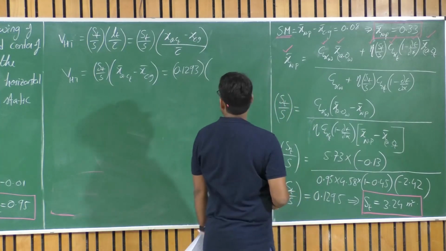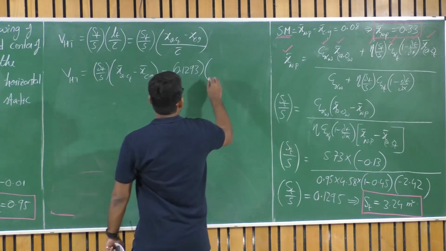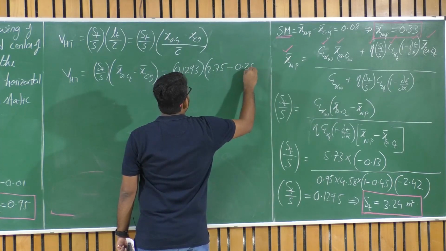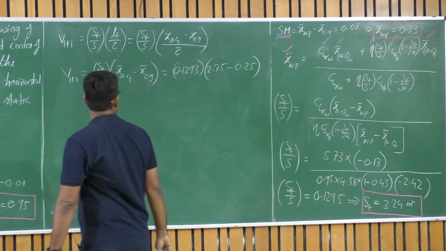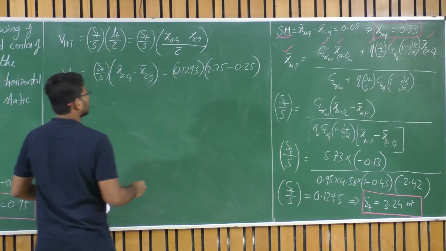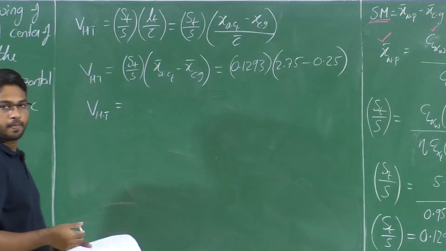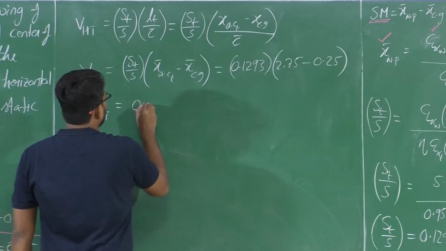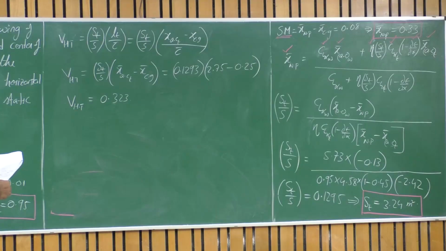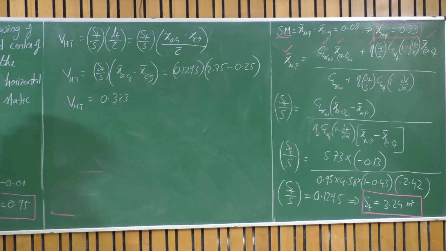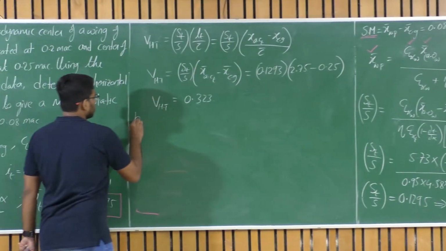What is that? So 2.75 minus 0.25, right? So this is a corresponding value. What is the value here? 0.323. Now also find the Cm alpha of this aircraft.